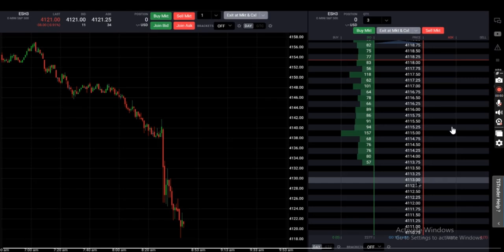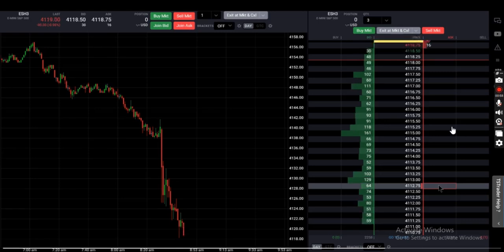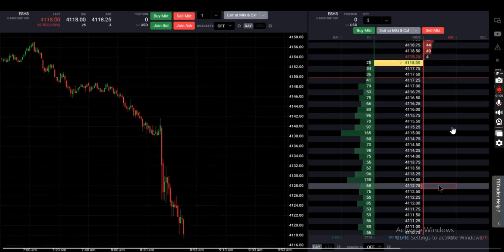So as you can see, I have highlighted 4113 on the right-hand side on the DOM, depth of market. It's pronounced DOM, not DOM. Depth of market. And again, you don't need this stuff. I called this pull liquidity and draw liquidity before your depth of market even starts animating around that price level.